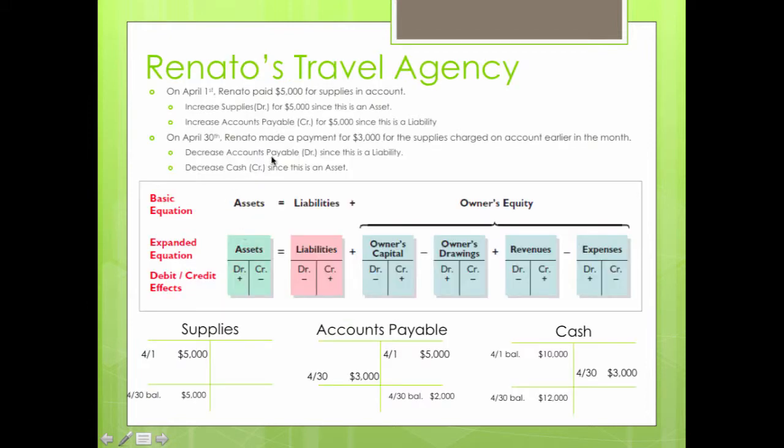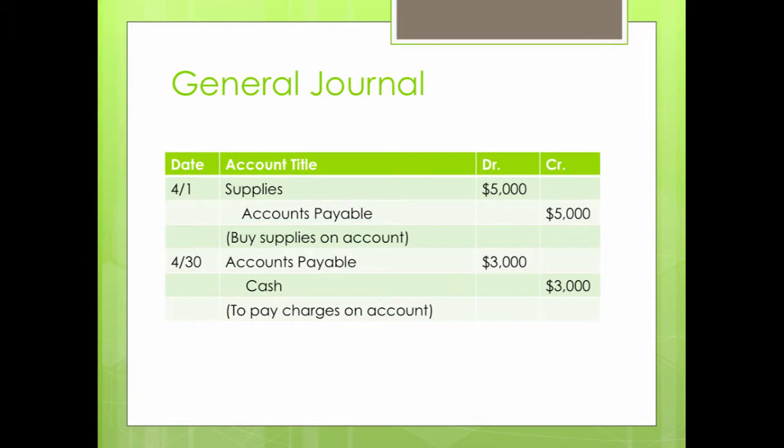The second transaction is you made a payment for $3,000 in cash, right? So on April 30th, you're going to debit the accounts payable for $3,000, and then you're going to credit the cash account for $3,000. And then you add a little blurb in parentheses to describe why that transaction was made, in this case to pay charges on account. And you continue doing that depending on the number of transactions that you need to journalize.